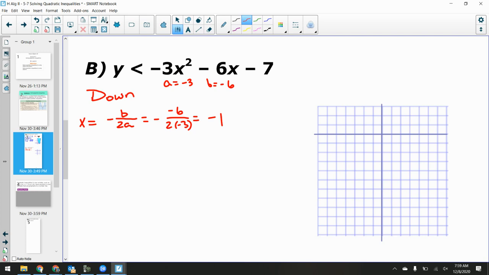Watch out. The axis of symmetry should be -1, right? -1, not +1, but -1. Watch out for that. There's 3 negatives in there: the negative from the original equation, the negative in my b value, the negative in my a value. So there should be 1 left over. 1 doesn't cancel out. Okay, so my axis of symmetry is -1.